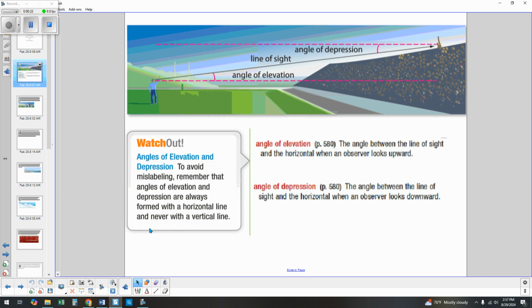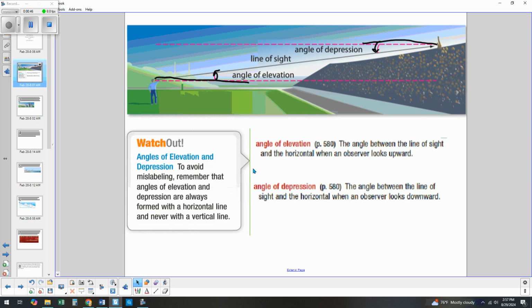of depression. So the angle of elevation is the angle that if we started with a horizontal line and I looked up from that line, I'm elevating that angle. That's the angle of elevation. Whereas if I'm standing up somewhere higher and I start with a horizontal line and I look down from that line, that would be the angle of depression.